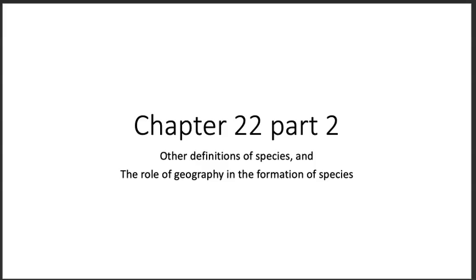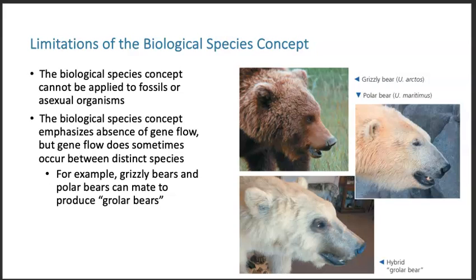Welcome back to Chapter 22, Part 2. Again, in this part, we're going to look at a couple of other alternative definitions of species and why we have multiple definitions of species. And then we're going to look at the role of geography. So let's start out by looking at alternative definitions for the word species.